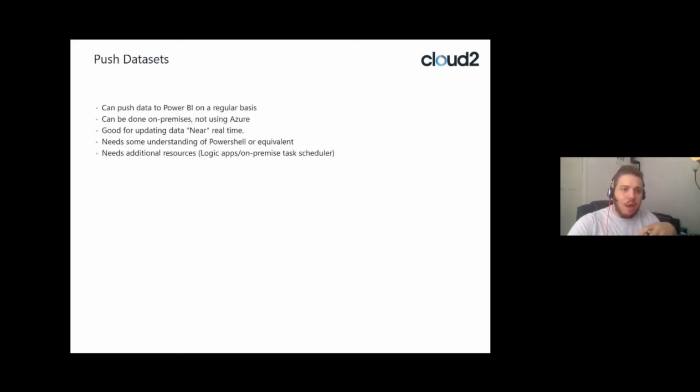So for push data sets, you can push data into Power BI on a regular basis. Another benefit is it can be done on premises, not using Azure. It's good for updating data, as in that example from last year, near real time. However, some of the drawbacks of it are that it needs some understanding of PowerShell or equivalent. So as a BI developer myself, I come from a primarily data background. PowerShell isn't my game necessarily. I used some of it for this project last year with the help from one of our developers, but it does need some of that help, definitely. And also you need some additional resource, so a logic app if you're in Azure, or maybe an on-premise task scheduler.